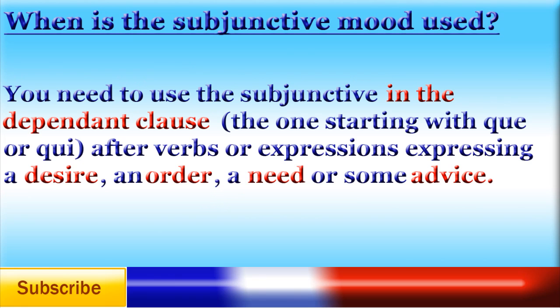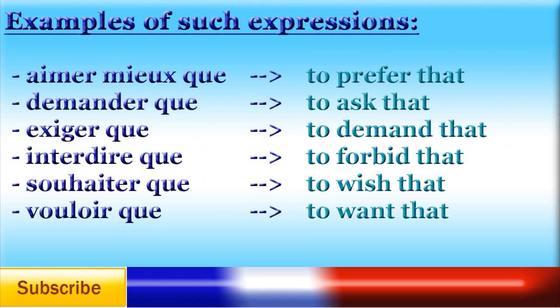You need to use the subjunctive in the dependent clause, the one starting with que or qui, after verbs or expressions expressing a desire, an order, a need, or some advice. Here are some examples of such expressions. Aimer mieux que, to prefer that. Demander que, to ask that. Exiger que, to demand that. Interdire que, to forbid that. Souhaiter que, to wish that. Vouloir que, to want that.